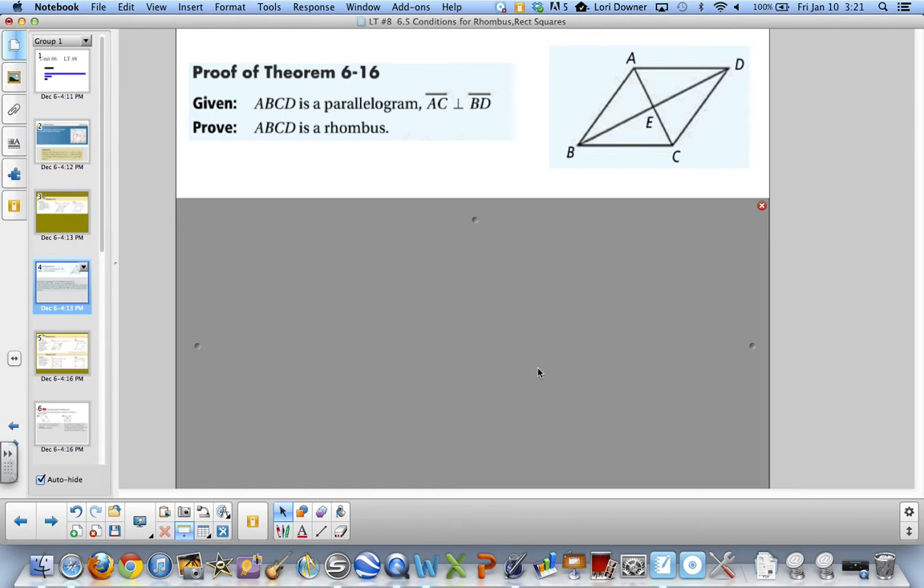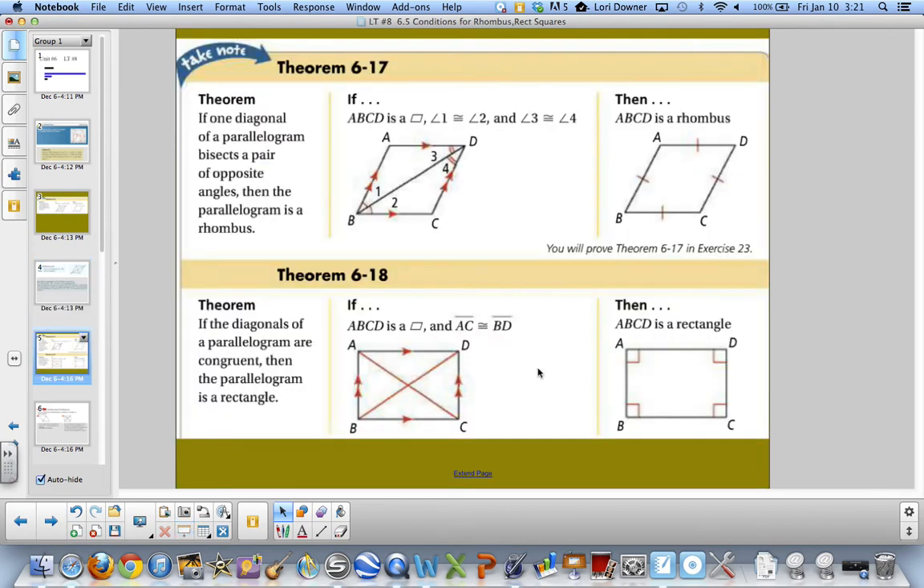There is a proof for that we're going to skip. Then we're going to add these two theorems. The first one says if one diagonal of a parallelogram bisects a pair of opposite angles, like this one here, then the parallelogram is a rhombus. So if it bisects angle B so that 1 and 2 are congruent, and bisects angle D where 3 and 4 are congruent, then you know you have a rhombus.